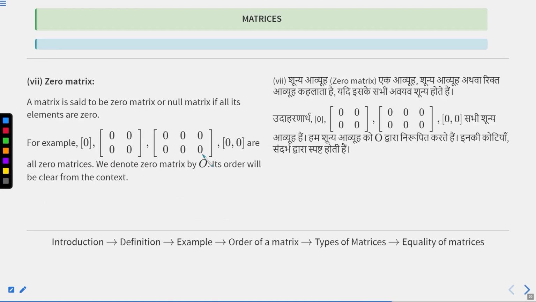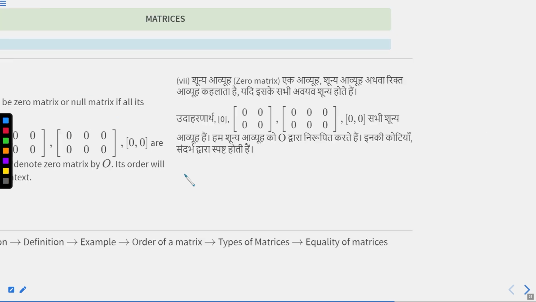Let us move to the next type, which is the zero matrix. So zero matrix means that all the entries are equal to 0. As you can see, 0 0 0 0. This means zero matrix. All are zero matrices, and we denote these zero matrices by a big O. I hope that it is clear to you. So that is what we mean by zero matrix. Let us move next.